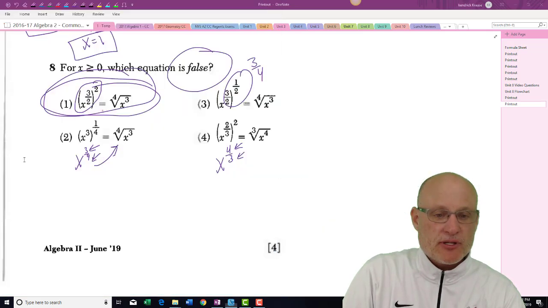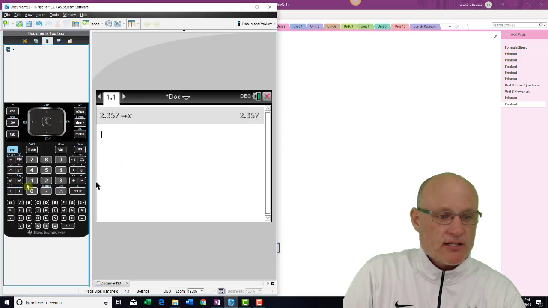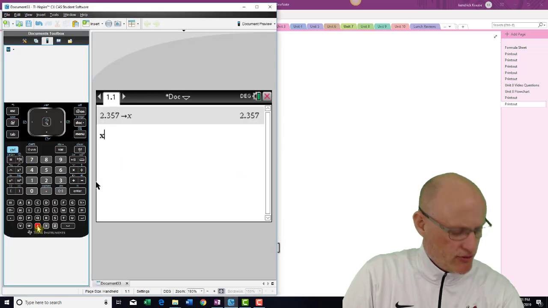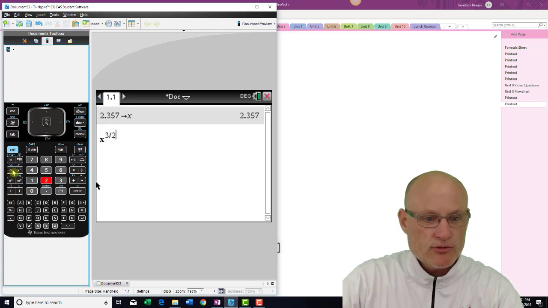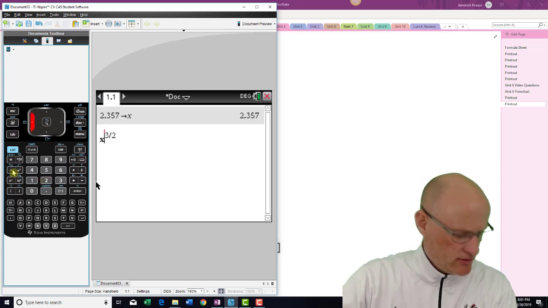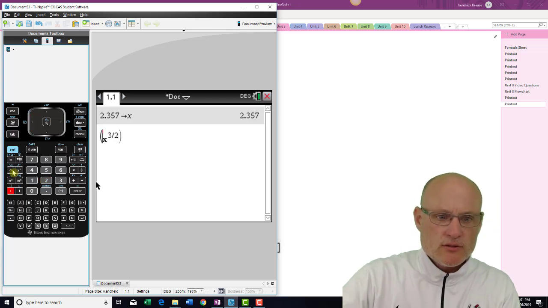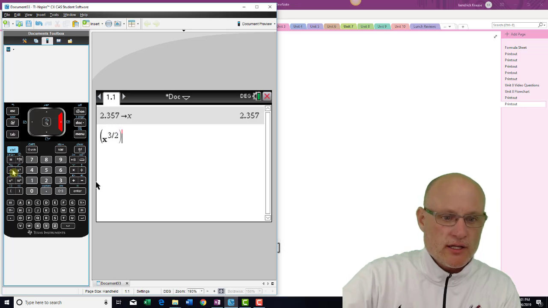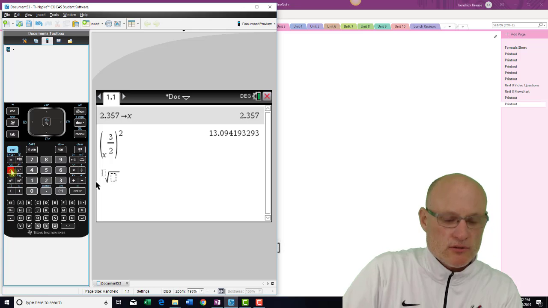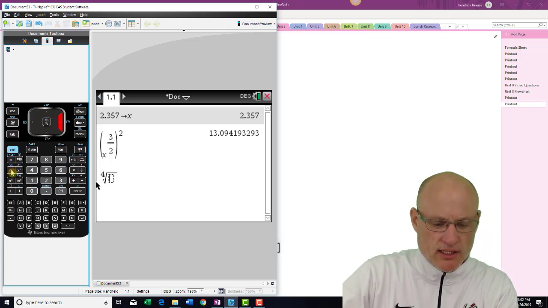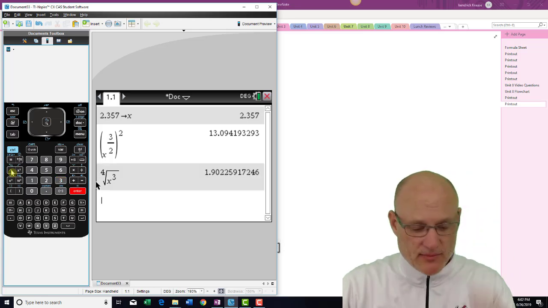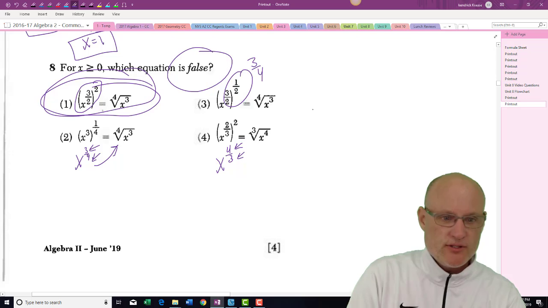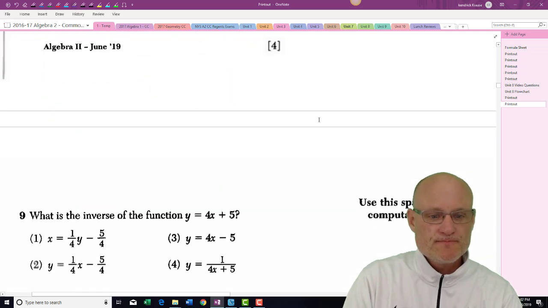And then I'm going to type in the left side. X raised to the 3/2, 3 divided by 2. Oops, I should have put that whole thing in parentheses. And then square it and hit enter. And then do the 4th root of x cubed. And you see how they're not even remotely the same? There you go. That's the answer. Choice 2. Or choice 1.